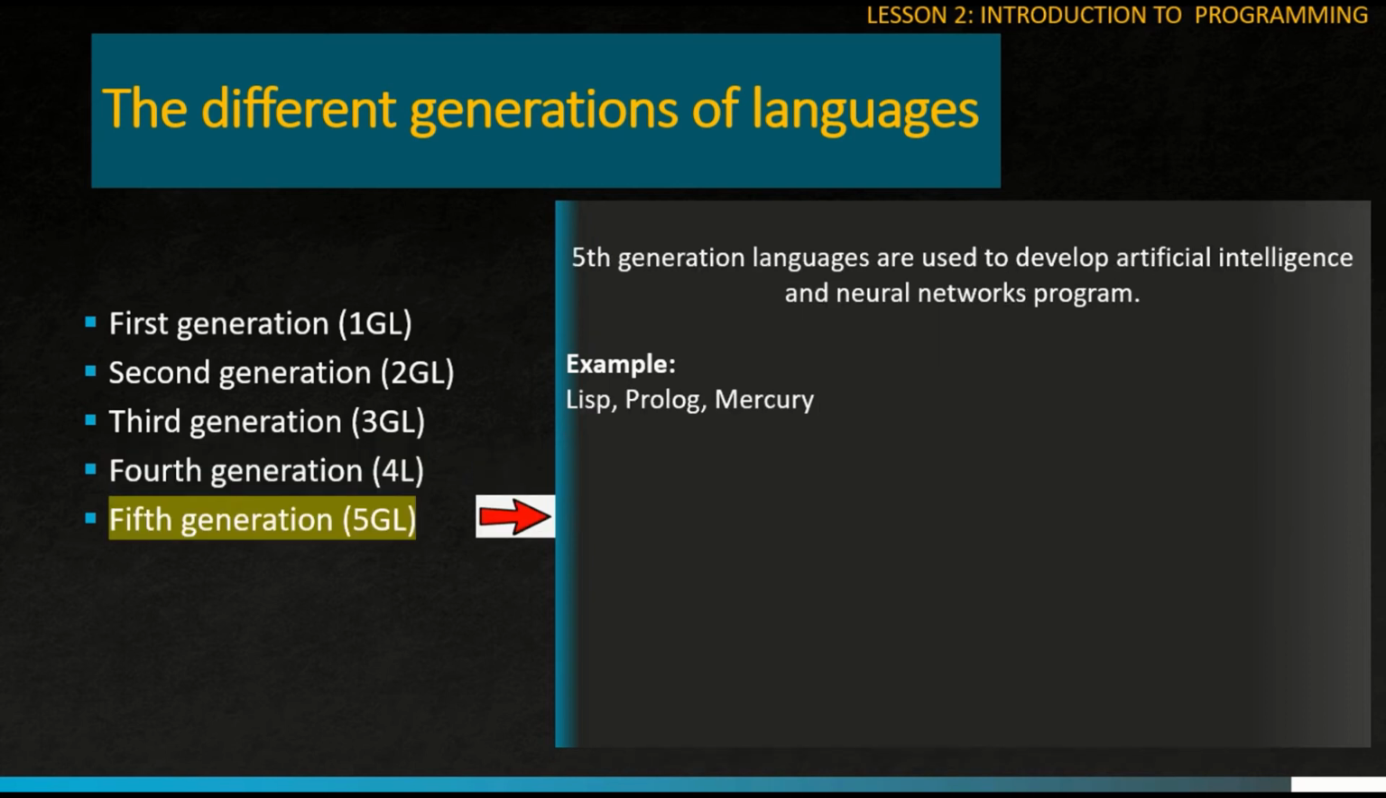Lastly, we have fifth-generation languages. Fifth-generation languages are used to develop artificial intelligence and neural networks programs. Artificial intelligence programming is also called constraint programming. Constraint programming is a totally different programming approach, as compared to the traditional approach. In constraint programming, instead of giving step-by-step instructions to the computer, a programmer defines a system with rules. And the computer tries to solve the task by itself. Examples of such languages include Mercury, Prolog and Lisp.